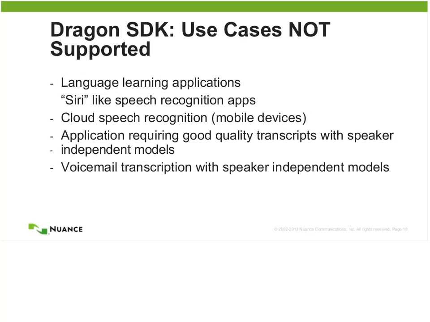So now we're going to talk about what use cases are not really supported, where the Dragon SDK won't really be useful. So if you're trying to build a language learning application, for example, the limitation here in Dragon is that we don't provide any feedback at the phonetic level. So Dragon doesn't provide any scoring as far as how good or bad you pronounce a specific word. So those types of applications are not really supported.